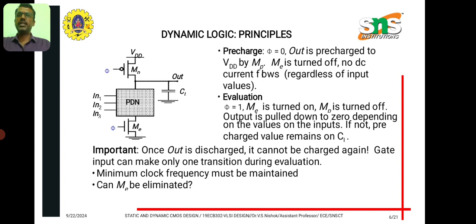So here is the basic dynamic logic structure as discussed in the previous slide. Mp is nothing but the PMOS transistor with clock signal phi, and the same clock signal is given to the NMOS transistor connected below the pull down network, and that transistor is represented as Me. In the pull down network we connect the inputs, and between the PMOS transistor and the pull down network we find the output of this dynamic logic circuit. So this is the basic structure.